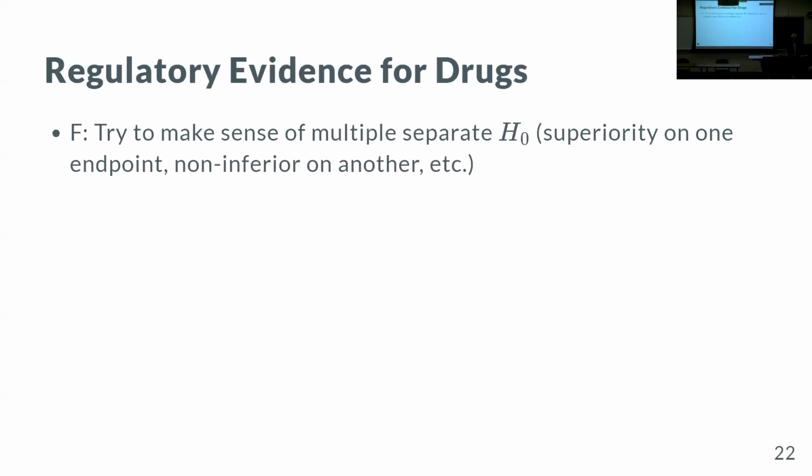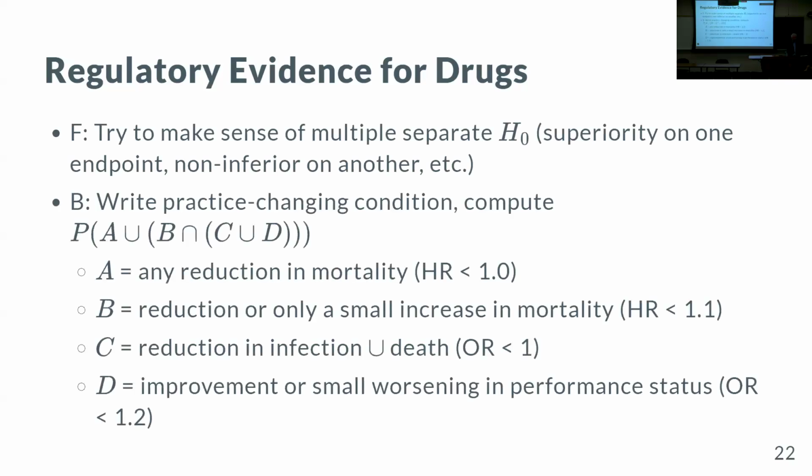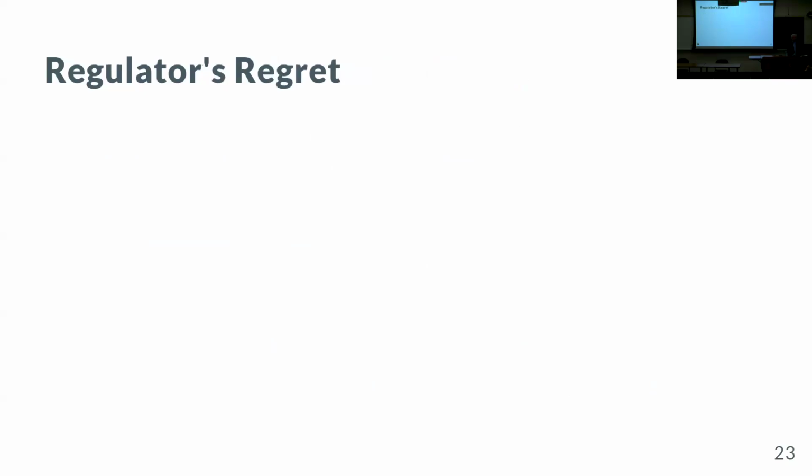What about regulatory evidence for drugs? This is what regulators care about: their error rate. And they think alpha has something to do with that, and it doesn't. So they're trying to make sense of multiple separate null hypothesis tests. I'm sorry, I was skipping ahead. I'm going to come back to that in a minute.